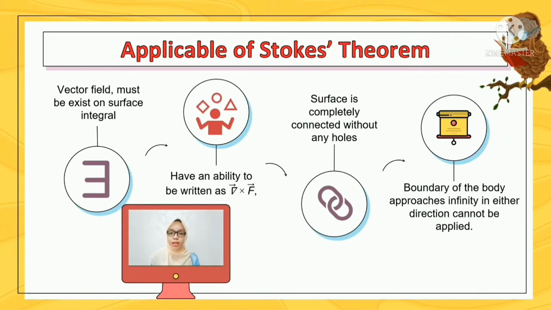Okay, now we go to the applicability of the Stokes theorem. This theorem can always be applied, but we need to consider several conditions. Firstly, the vector field must be accessible on the surface integral, and it must be able to be written as the gradient of the vector, that is, the vector F must be able to be found. It is also effective only if the surface is completely connected without any holes. Finally, if the boundary of the body approaches infinity in either direction or becomes indeterminate someplace on the surface, then Stokes cannot be applied.